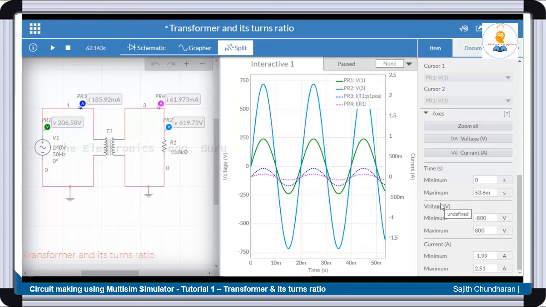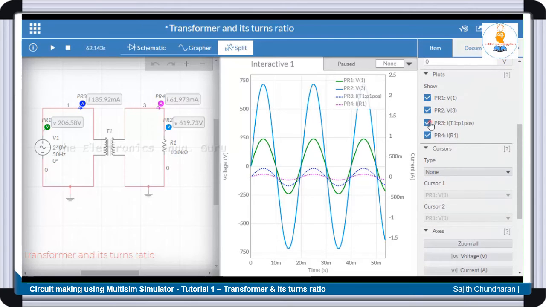So you know what would be the voltage level which you have got to set to get the voltage waveforms and current waveforms correct. Let me just remove the PR3 and the PR4. So that is it. The green one, you can see here, V green is the input voltage or the primary voltage, while the blue is the secondary voltage.